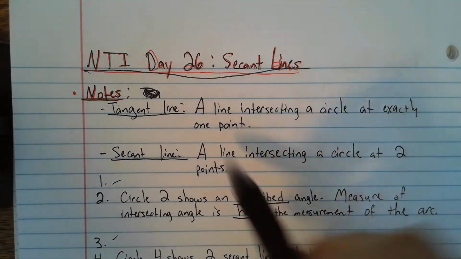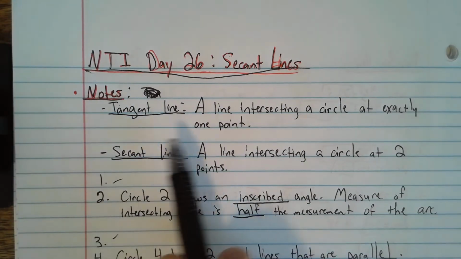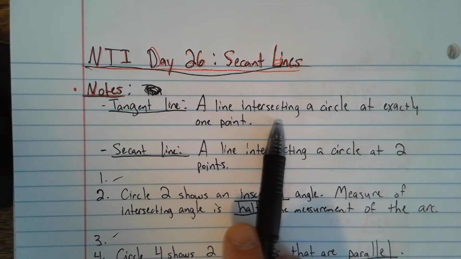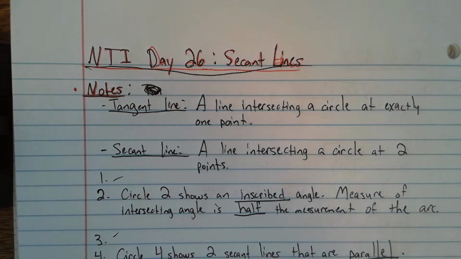the first definition on your notes is tangent line. And a tangent line is a line that intersects a circle at exactly one point. So if you got a circle and a line going through, it's going to touch the edge of that circle at just one point. We should be comfortable with both of these terms. And then a secant line is a line intersecting a circle at 2 points, right?